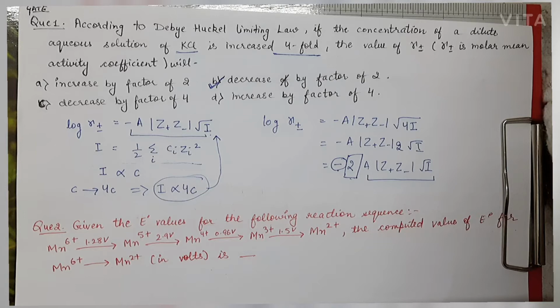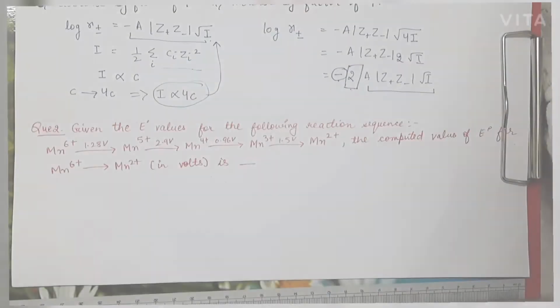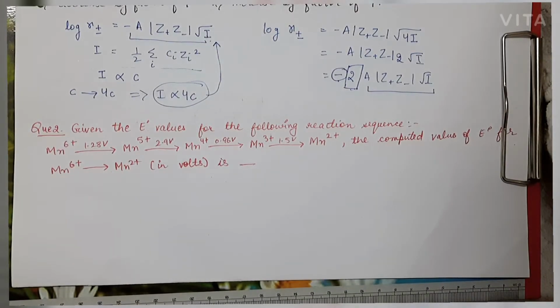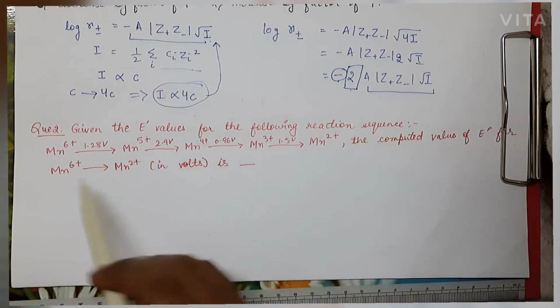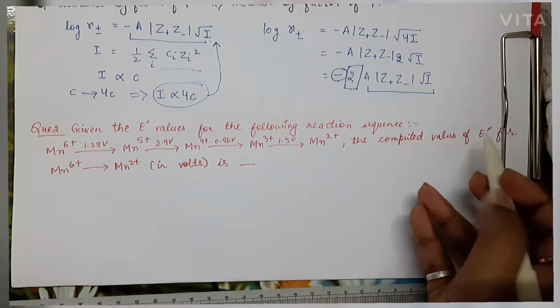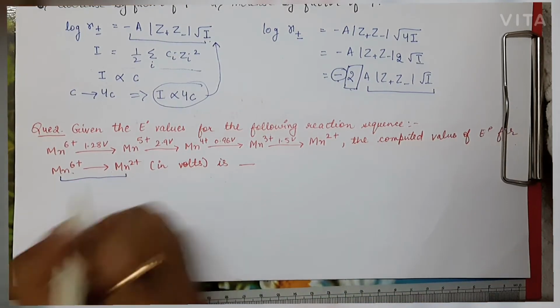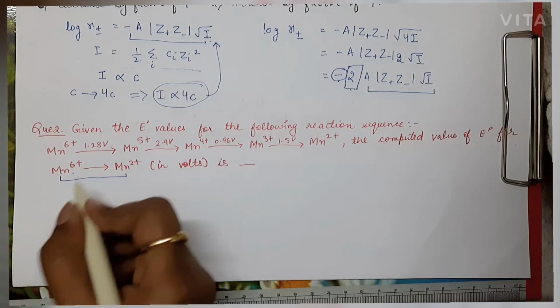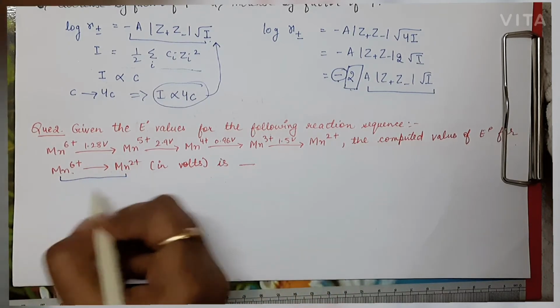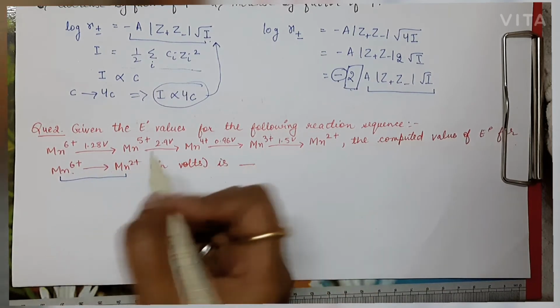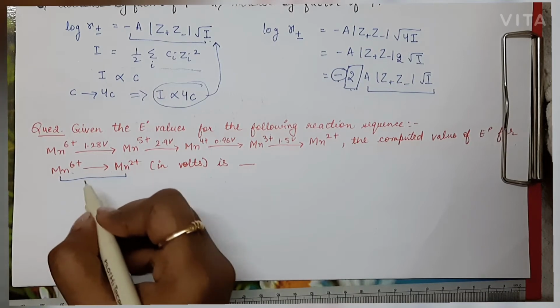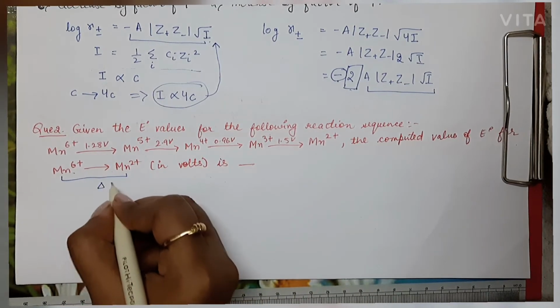With this we'll move on to the second question, which was also asked in the GATE exam itself. In this next question they are saying, given the E0 values of the following reaction sequence, we have to find out the E0 value for the given reaction. Basically we have to go via delta G0 values, because electrons appear in these equations and in the final equation too. So we have to go via delta G values.